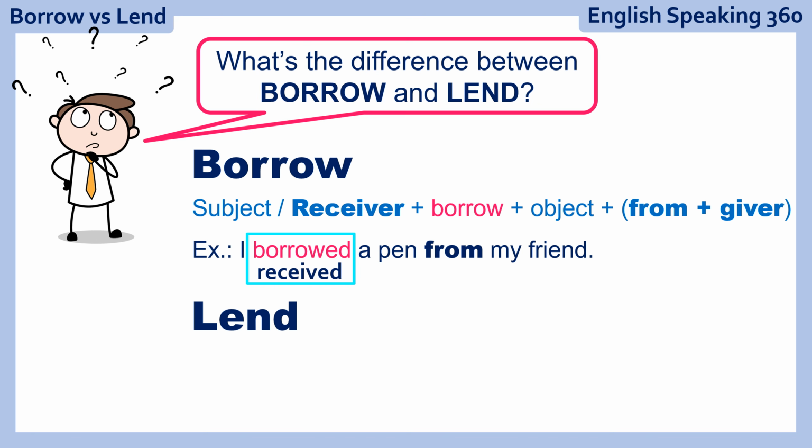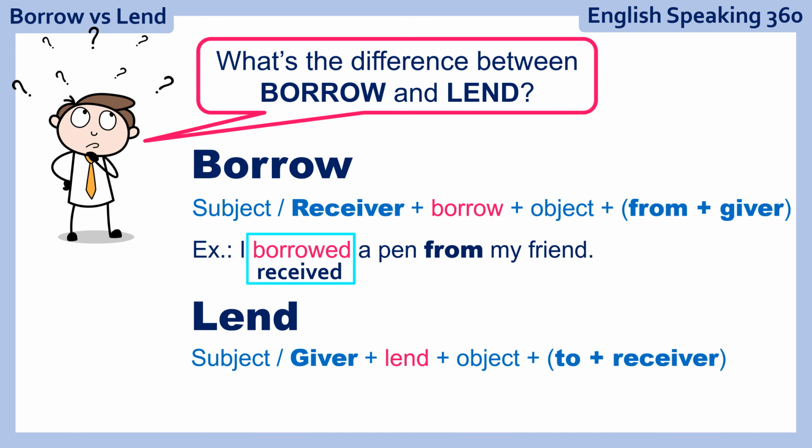Lend, on the other hand: the subject is the giver, and at the end you can add "to" a certain receiver. For example, I lent a pen to my friend. In this case, lent can be switched for gave. I gave a pen to my friend. If you can say gave, then you have to use lent. So remember, lend means give and borrow means receive.